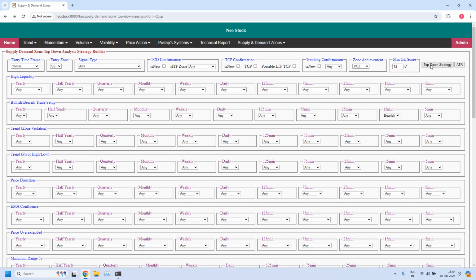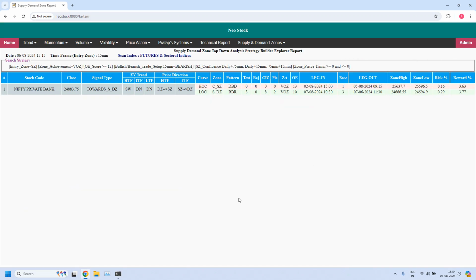So now with these filters, let us check. Only one stock, NIFTY Private Bank. So it is an index not listed in F&O.